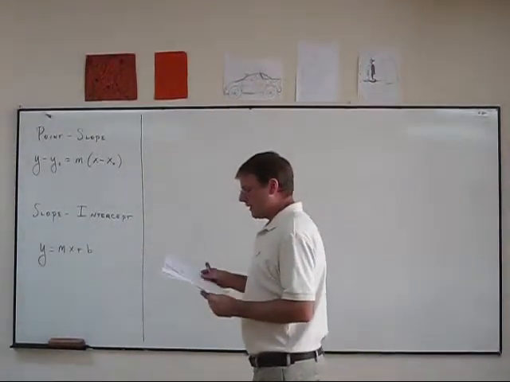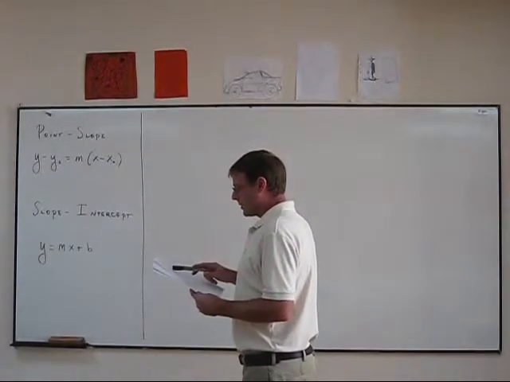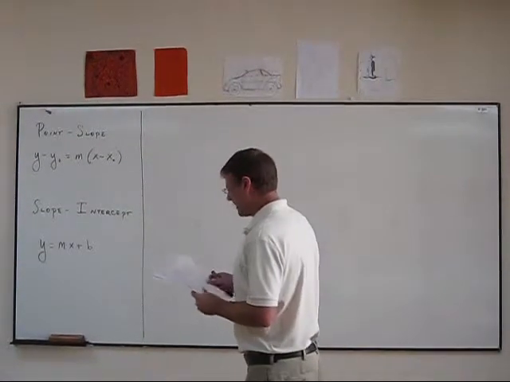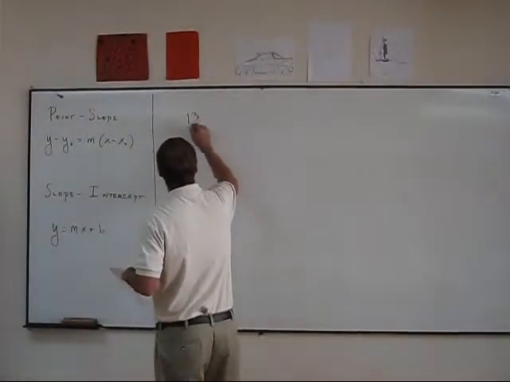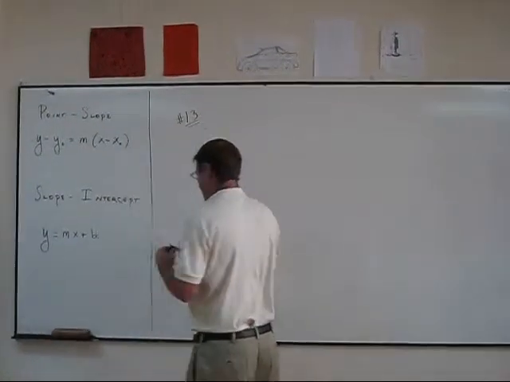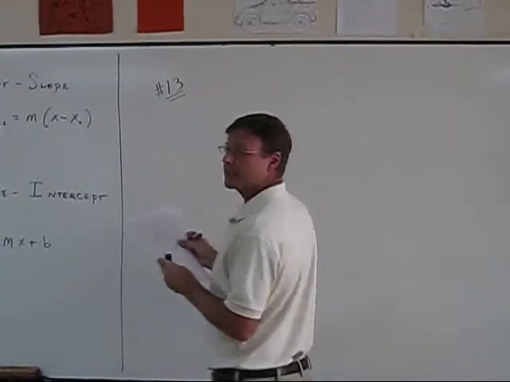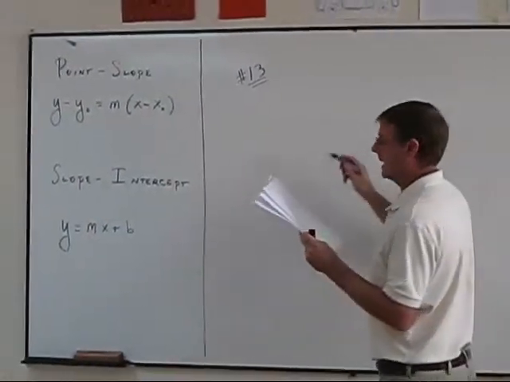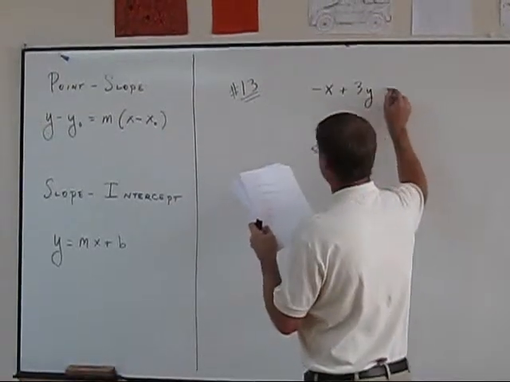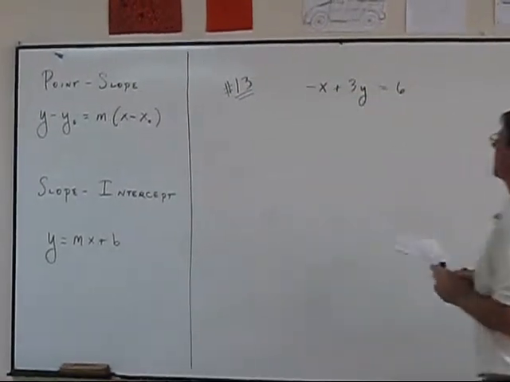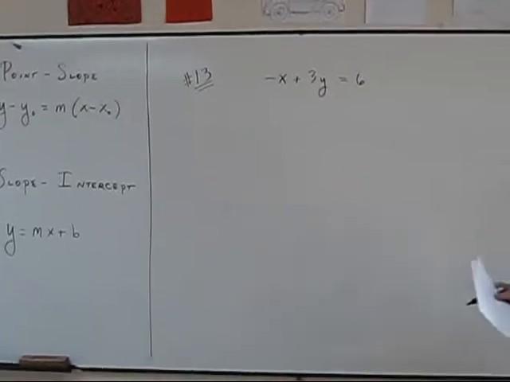All right, we're going to start with number 13. And number 13 asks you to find the x and the y-intercept of the line. So the equation is given to you like so. And we want to find the x and the y-intercept as well as graph.